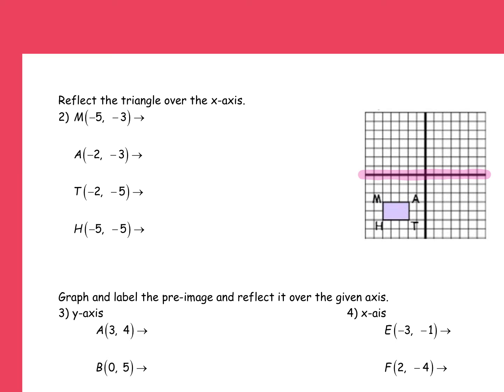So who can tell me where, let's pick a different color. Let's pick this color. Who can tell me where M prime is at? First of all, which value is changing, X or Y? If I'm flipping over the X axis, my X value is changing? No, my Y value is changing. If I'm flipping over my Y axis, my X value changes, right? If I flip over my X axis, my Y value changes, right? So my Y value is changing, my X value is staying the same. So where's M prime gonna be at?